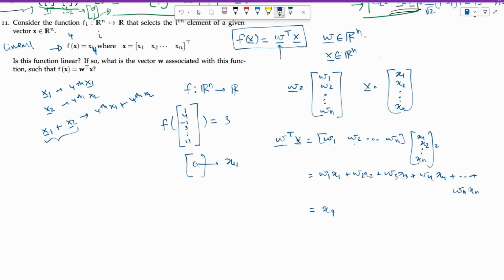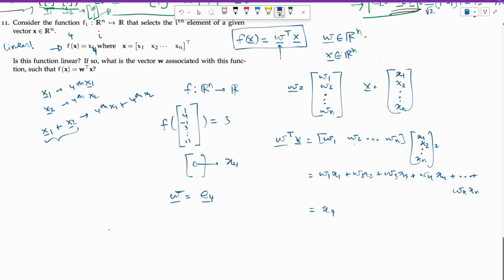Yes, exactly. If you simply choose w to be e4, then e4 is the representation of this particular linear function.